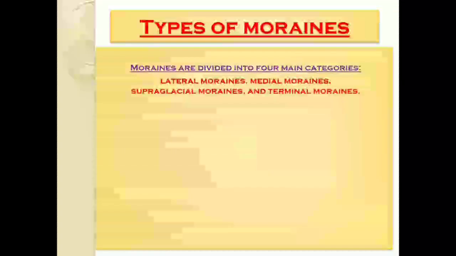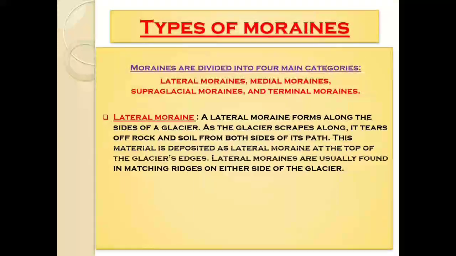What are the types of moraines? Moraines are divided into four main categories: lateral moraine, medial moraines, supraglacial moraines and the terminal moraines.